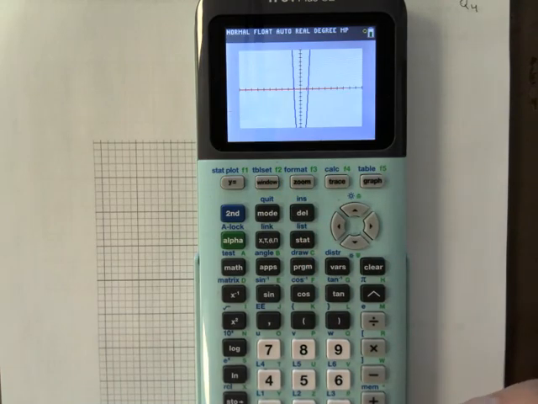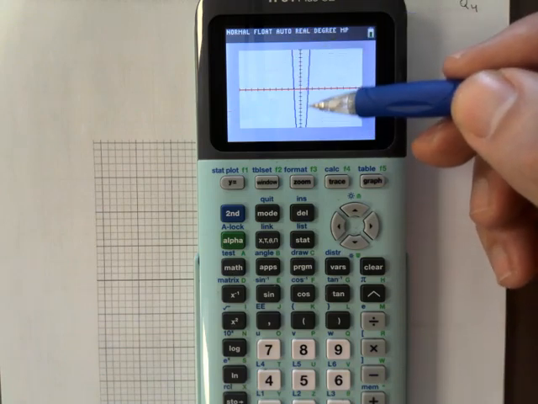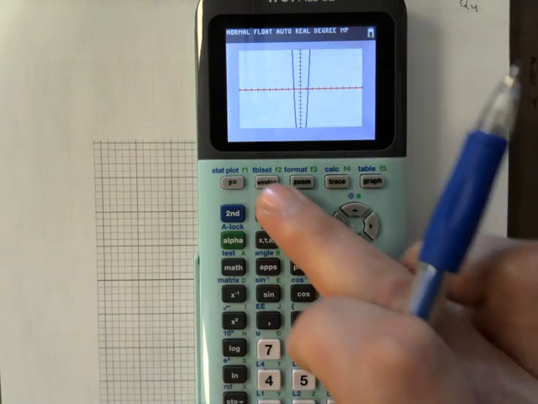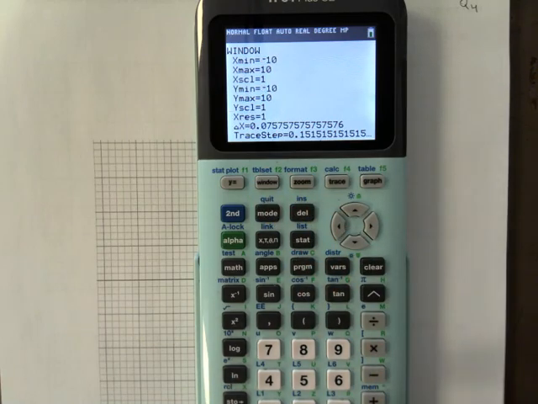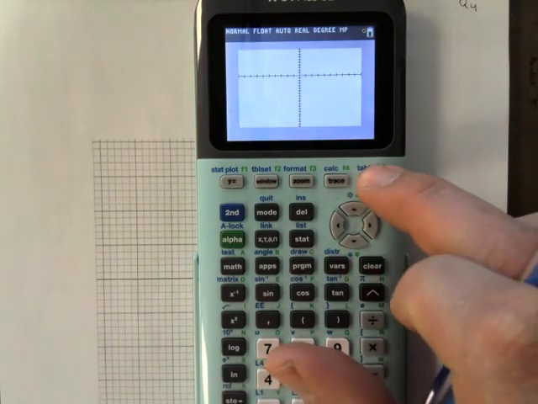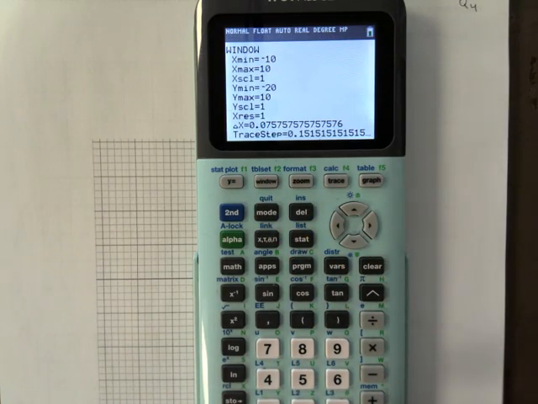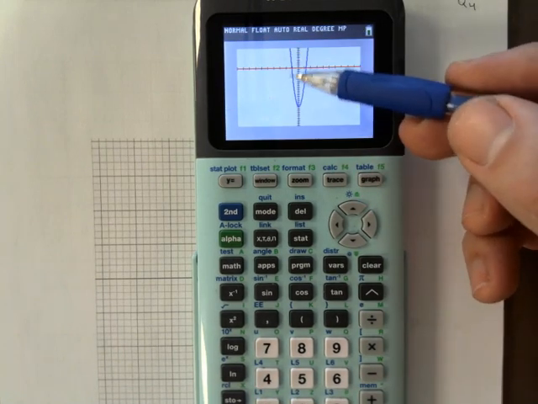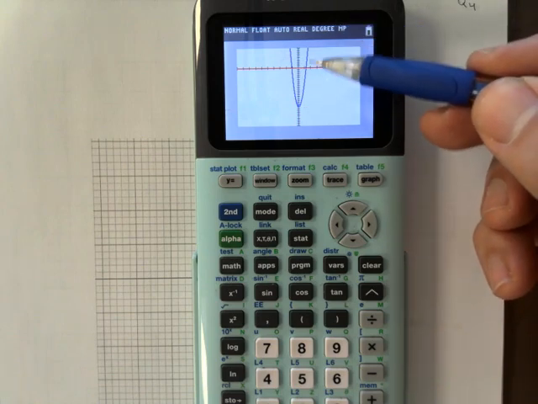Zoom standard. And we know that it's coming from here, turning up and then back down. We know that that's what's happening here. So window, let's do Y min first. I'm going to go negative 20. Very close. I'm going to go a little lower. Negative 30 maybe. There we go. So we see the first turn. And we're now going to chase the other part of this graph.